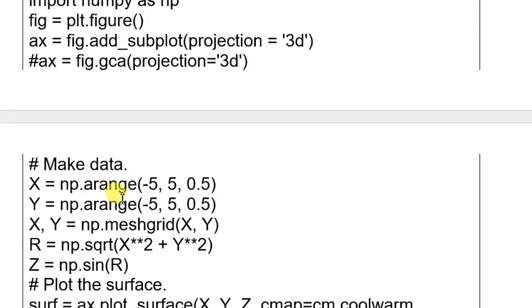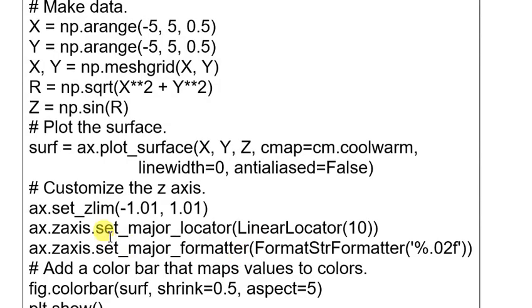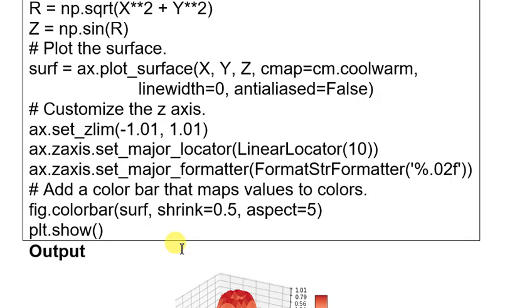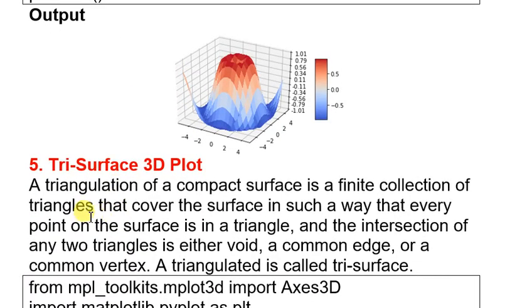Okay, np.arange, np.meshgrid, np.sqrt, np.sin. surf equal to ax.plot_surface x, y, z, cmap equal to cm.coolwarm, linewidth equal to 0, antialiased equal to False, set z lim. Okay, set the z axis, set major locator, set major formatter, and colorbar with shrink and aspect. plt.show.